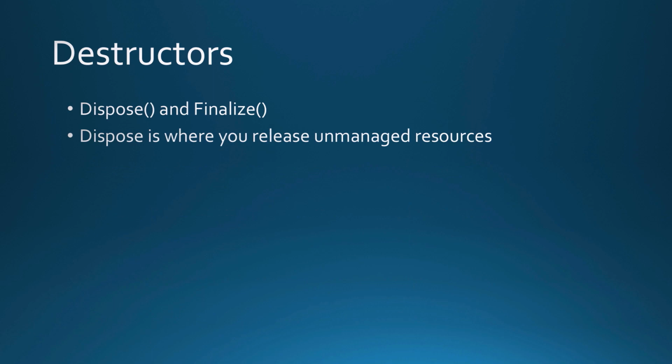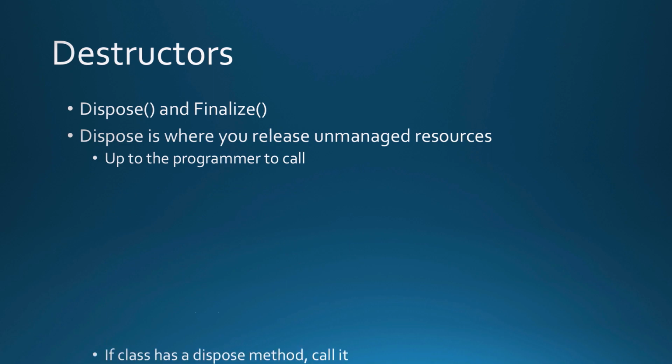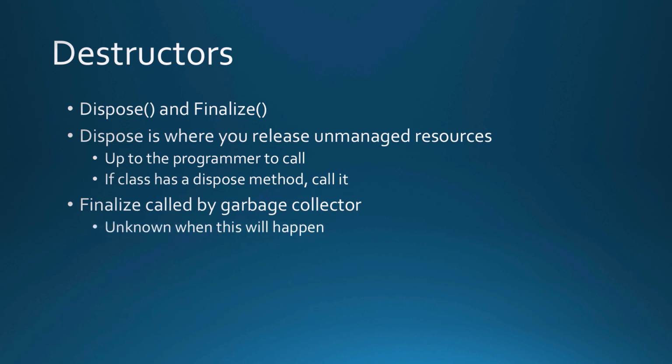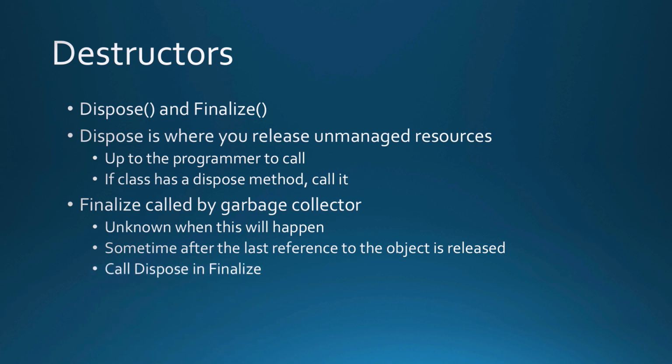As there are constructors in a class, there can also be destructors in a class, and these are the dispose and finalize method. Now, dispose is where you will release any what are called unmanaged resources, which I'll talk about in just a second. Now, the dispose method is up to the programmer to call. If the class has a dispose method, you should always be checking to see if it does, and if it does, call it. The finalize is called by the garbage collector. It's unknown when this finalize method is called, but it will happen at some point. It happens usually after the last reference to the object is released. Typically what you do is you call dispose and the finalize to make sure everything is released in just one place.